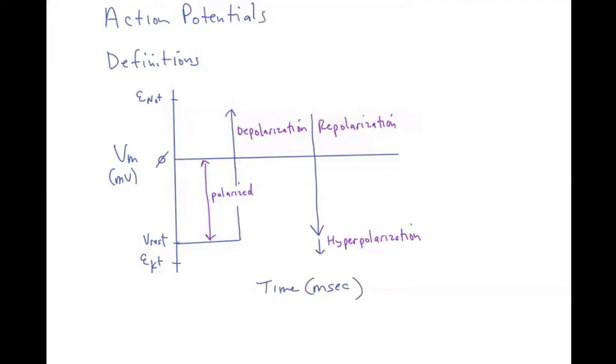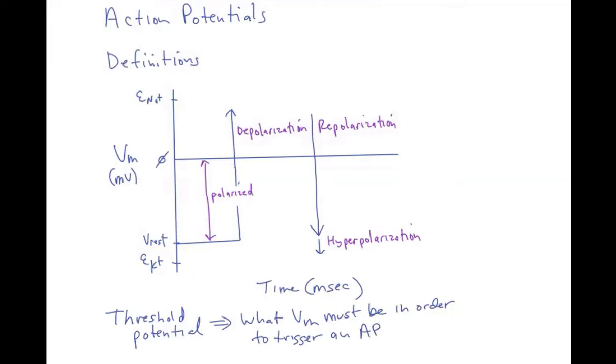Now, one final definition that we can talk about is the threshold potential. By definition, this is what the membrane potential must be in order to trigger an action potential. I want to be careful here with the wording. We're talking about overall the triggering of an action potential. We're not talking about a specific channel.